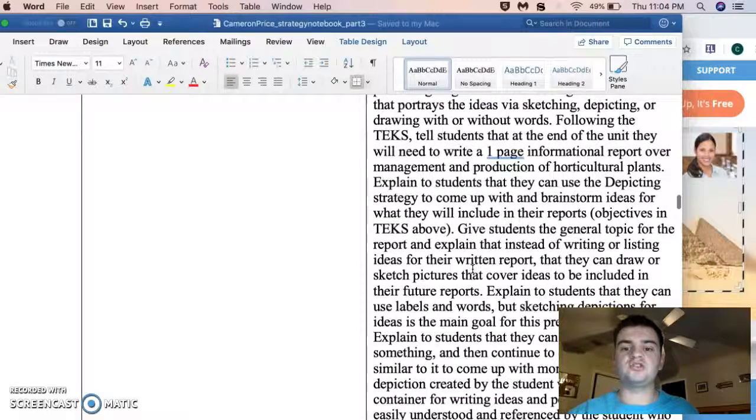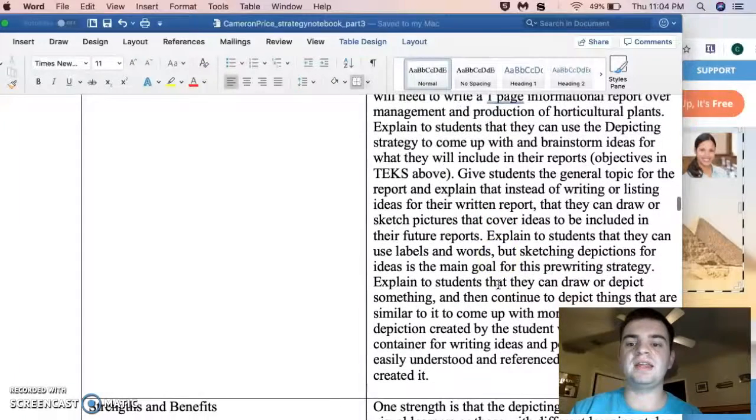So to start, instructions for the use. Following the TEKS, tell students that at the end of the unit on horticultural plants, they're going to write a one-page informational report over management and production of horticultural plants, which goes over propagation, pruning, and the other things I mentioned. Explain to students that they can use a depicting strategy to come up with and brainstorm ideas for what they'll include in their reports.